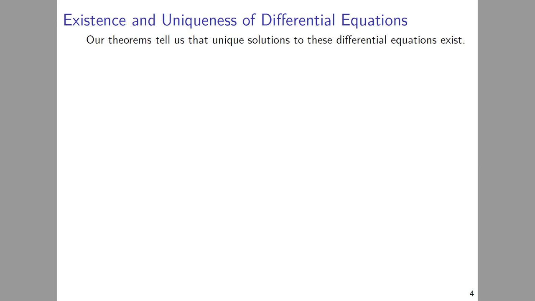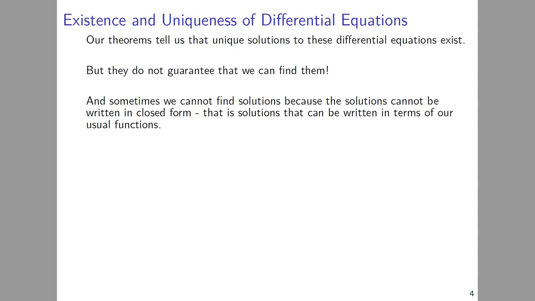So our theorems for linear and nonlinear differential equations tell us that unique solutions to these differential equations exist. But they do not guarantee that we can find them. Such as the last example where we needed to use our methods of solving separable differential equations. But sometimes we may not have a method to find a solution. Or even worse, sometimes we cannot find solutions because the solutions cannot be written in closed form. In other words, the solutions can't be written in terms of our usual functions like sine, cosine, polynomials, logarithms, etc.